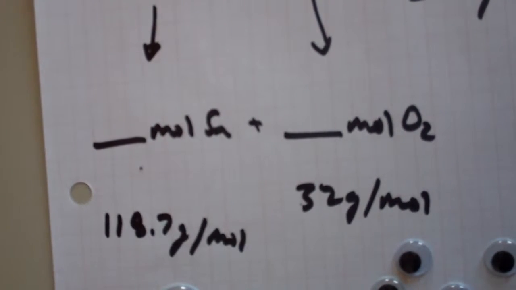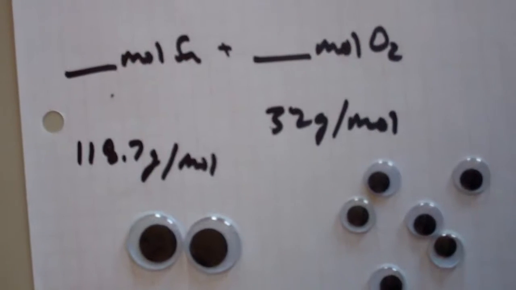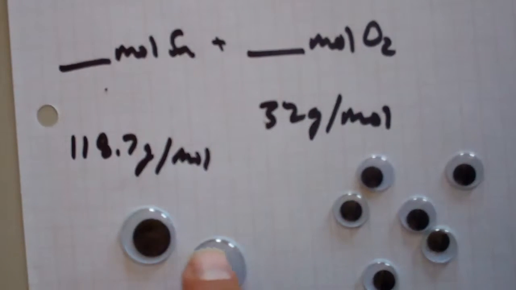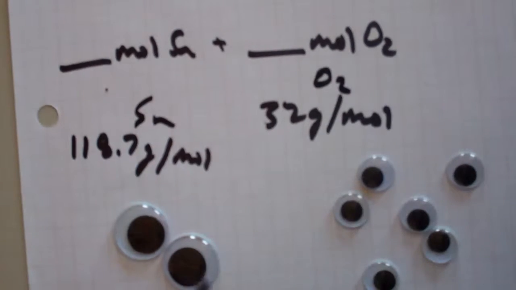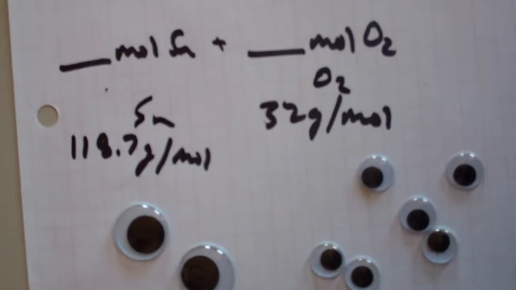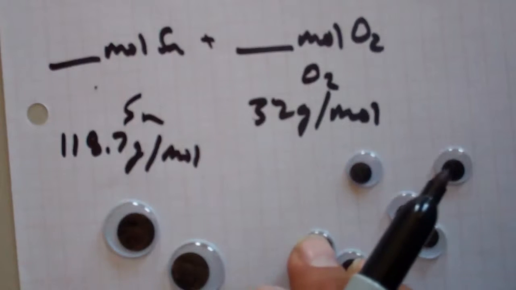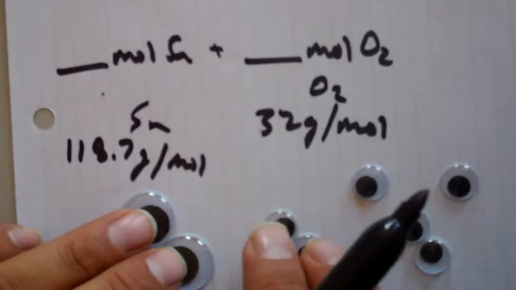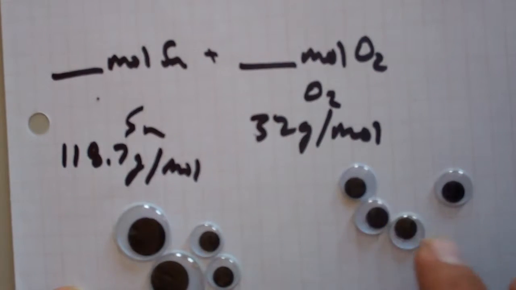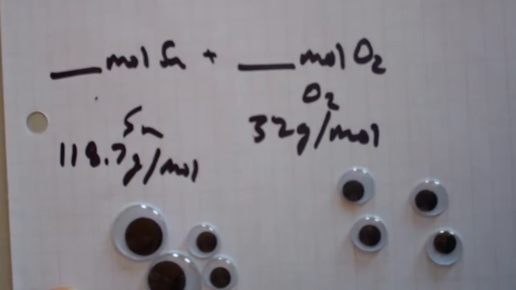So it looks for sure that I'm actually going to run out of the Sn first and then have a bunch of leftover O2. If you figure out the moles of this and the moles of this, and it's a 1-to-1 ratio, then you could figure out the number of leftover moles, and you can use that to calculate the mass of O2. Maybe it's 1 gram, maybe not. Do the math, figure it out.